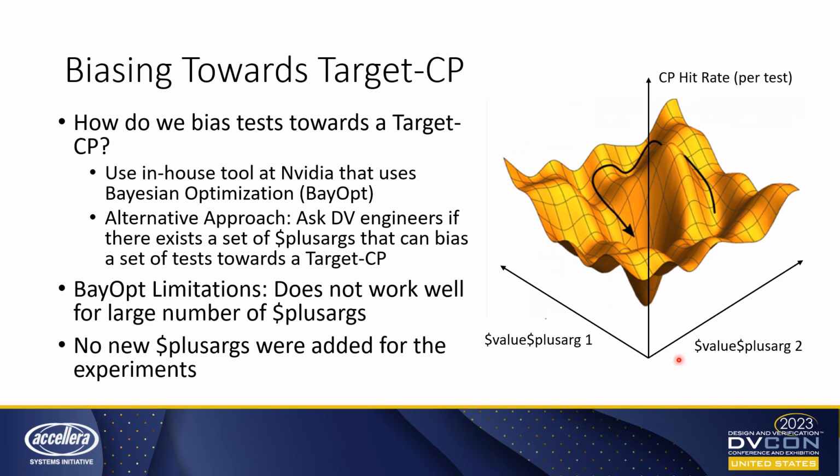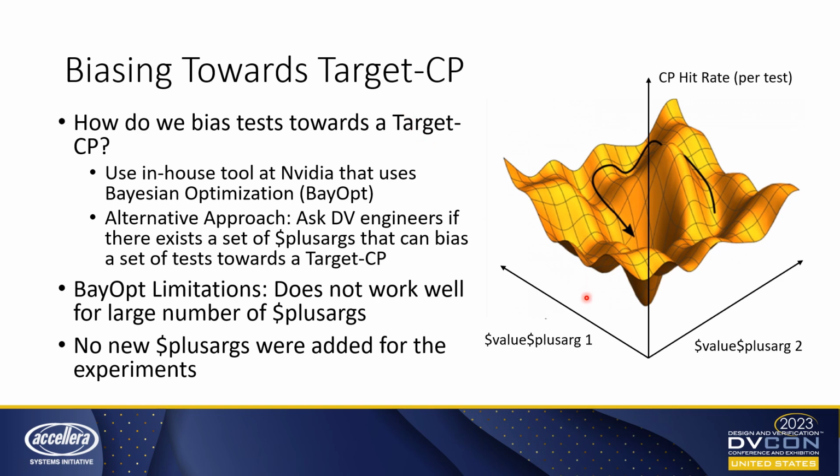And then it'll start exploring the landscape of how the target CP looks as a function of the various value plus args and test plus args. So it'll run batches of tests, learn the function mapping from target CP as a function of these value plus args, use that learning to generate the next batch of target value and test plus args that it wants to explore, and it's an iterative process, and eventually it spits out the value plus args and test plus args which boost the target CP.